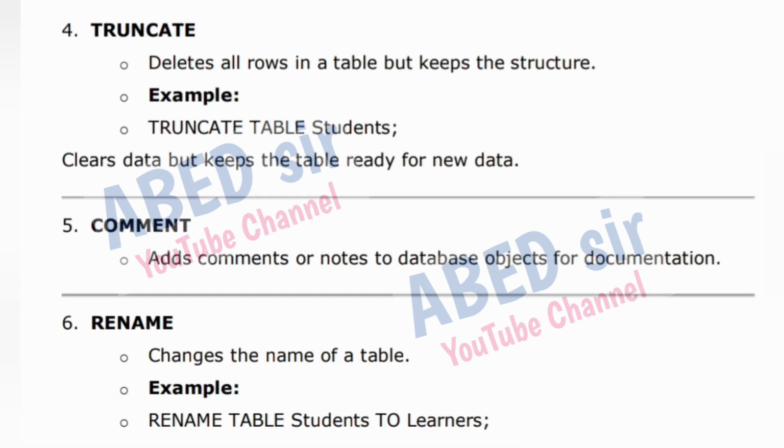4. Truncate. Deletes all rows in a table but keeps the structure. Example. Truncate table students. Clears data but keeps the table ready for new data. 5. Comment. Adds comments or notes to database objects for documentation. 6. Rename. Changes the name of a table. Example. Rename table students to learners.